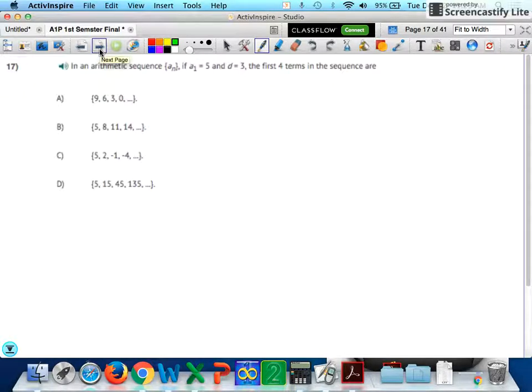Number 17, these are back to our sequences. This A1 means first term. This is arithmetic, and arithmetic means add. And our difference is +3. So that means every step of the way we're going up 3. Every step, every term, whatever you want to call it, it's going up 3.